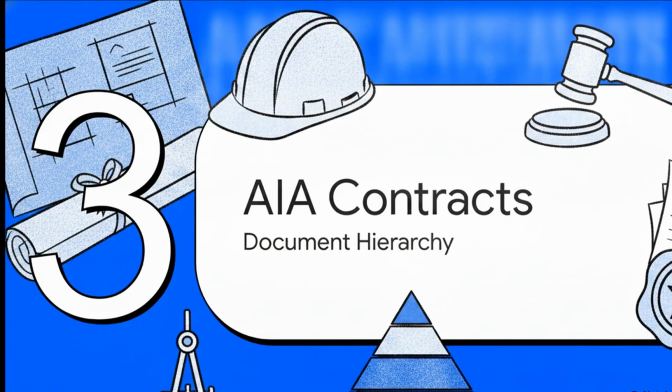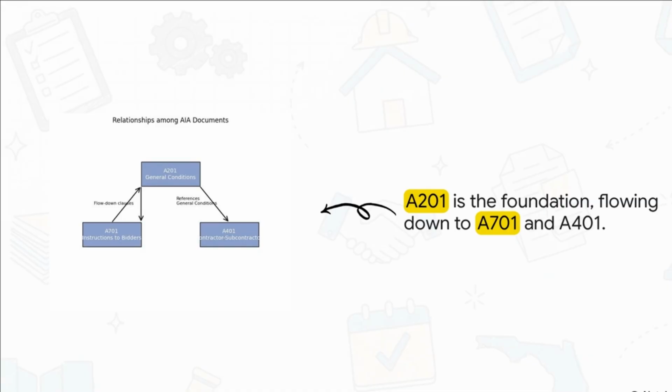Up next, Module 3, the AIA contract hierarchy. So, transitioning from the math of the back office to the legal paperwork of the job site. And this brilliantly illustrates the hierarchy we're dealing with. Notice how the A201 document sits right there at the top of the pyramid. It acts as the absolute foundation of the project, establishing the core rules of the game. From there, those rules flow downwards to influence the A701 instructions to bidders and the A401 contractor-subcontractor agreement.